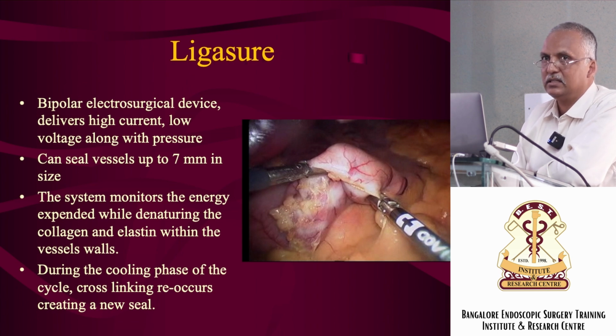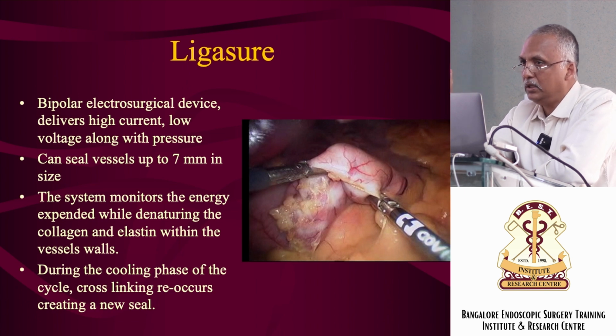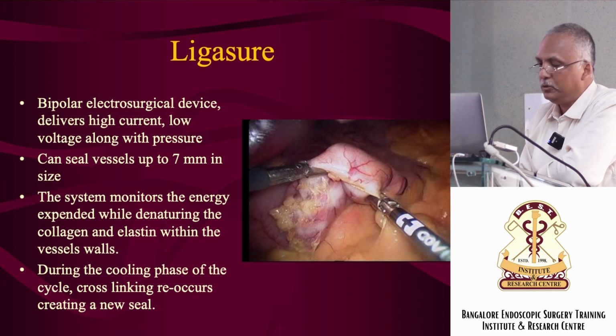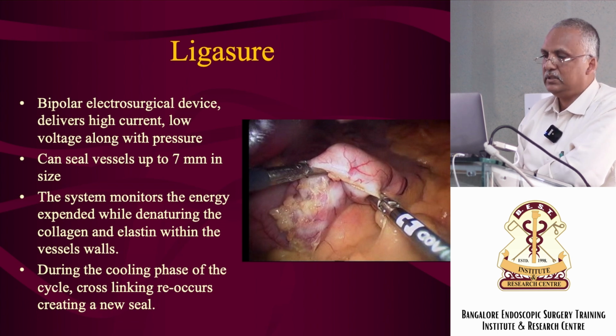LigaSure can seal vessels of 7 millimeters in size. It is a modified bipolar. You are applying compression and bipolar intermittently, like a coagulation current. In monopolar coagulation, like that in bipolar you make it like intermittent coagulation. With compression it becomes LigaSure. So up to 7 millimeter vessels, that is uterine vessels, splenic artery, renal artery, adrenal artery, these medium sized arteries can be sealed off using LigaSure.